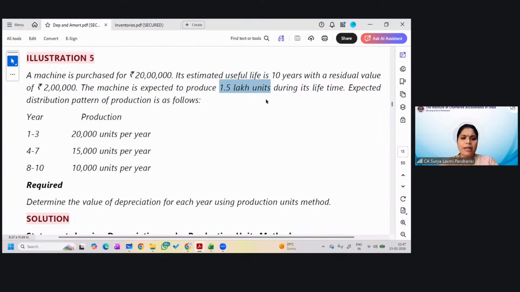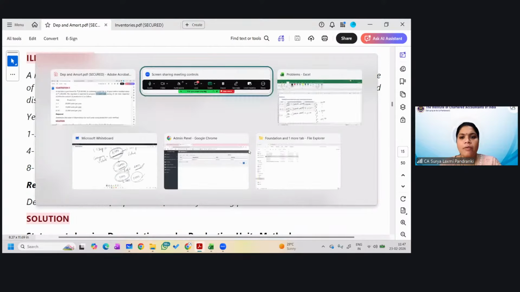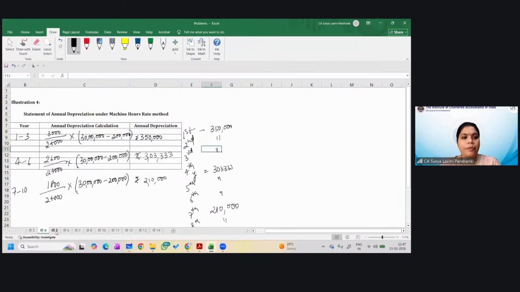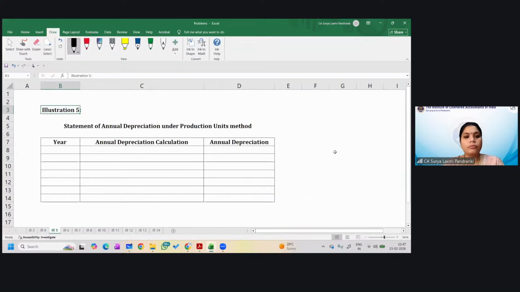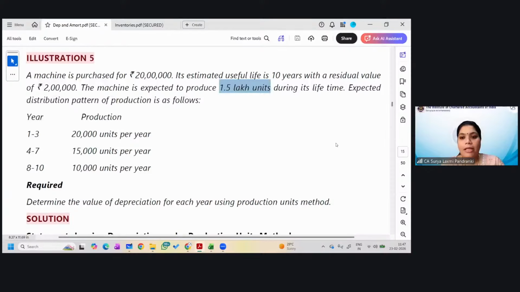Can we do this question? It's again almost the same question. We'll quickly finish this. Same, but it is the production units method. You want to do this? I think some have given this. Ma'am, we want to do it on our own. You want to do it? I can leave it to you. If you can quickly tell me the answer, I'll wait for 2 to 3 minutes. Just tell me the annual depreciation. Do it yourself and quickly tell me the answer.